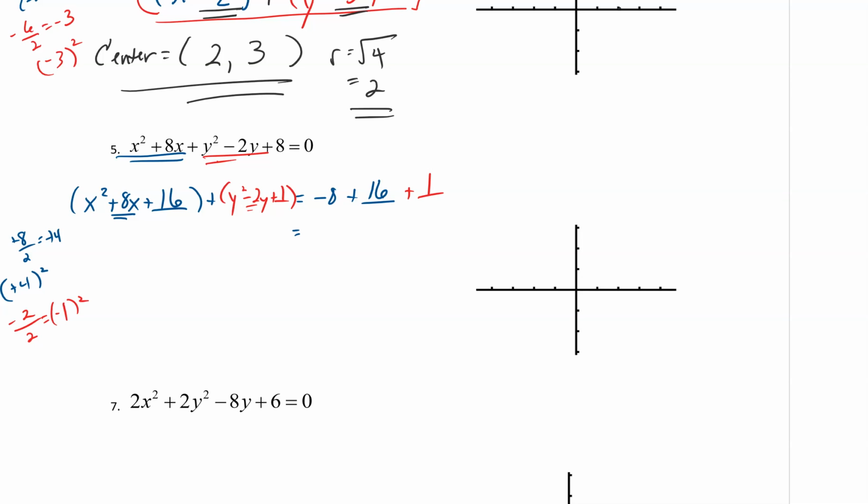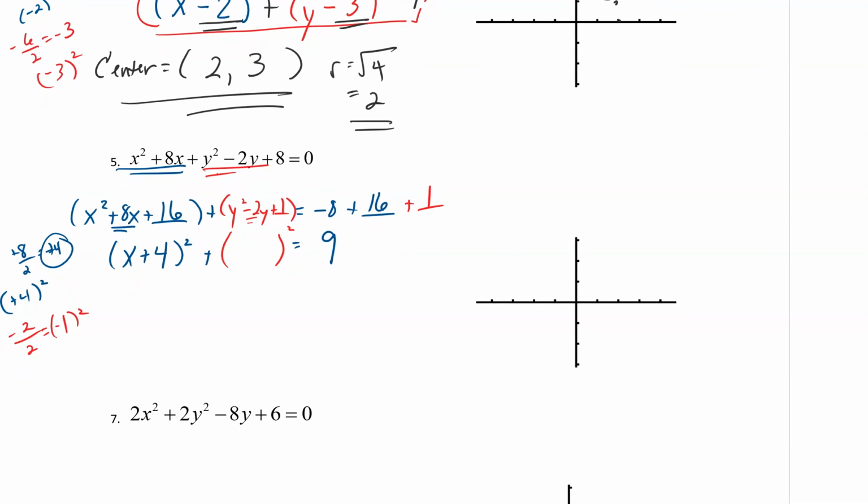So when we're in process of doing that, what do we get on the right hand side? Yeah, we get a negative 8 plus 16, which is 8, plus 1, which is 9. Then we're going to write our two binomials because we want to change it to standard form. Now, what do we put in the first one? Remember, we divided a positive 8 by 2, so we got positive 4. So this is going to be an x plus 4. Our value for y is going to be negative 2 divided by 2, so that gives us a negative 1. So we get y minus 1.